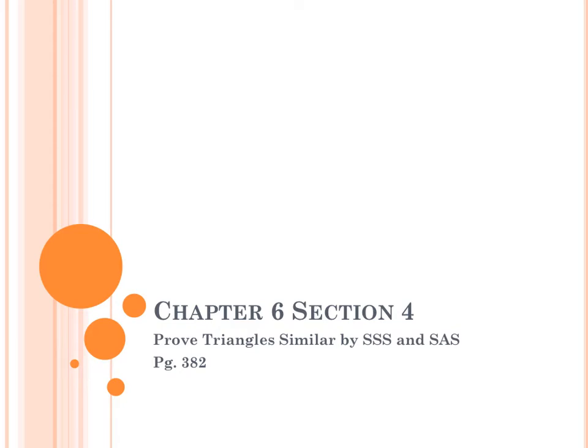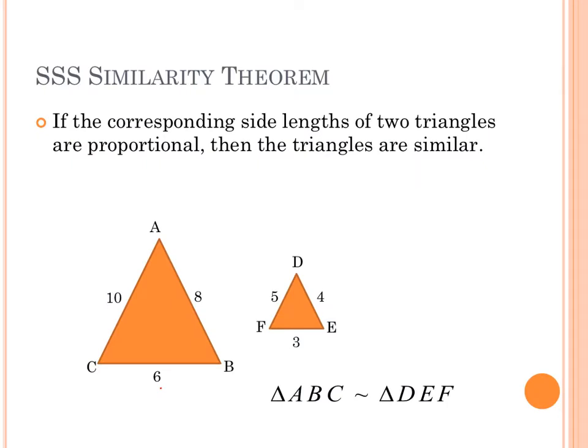So today we're going to cover section 4, and we're going to learn 2 more shortcuts to prove triangles similar. They're going to be the side similarity theorem and the side angle side similarity theorem. These are the last 2. There's only 3, so it's not as many as the other one. There were 5 other ones. There's only 3 for the similarities. So let's see the first one.